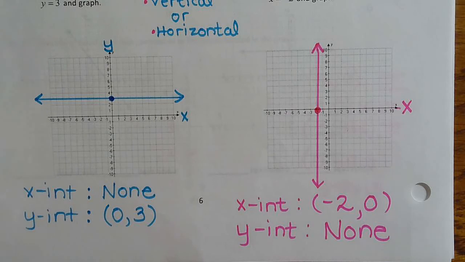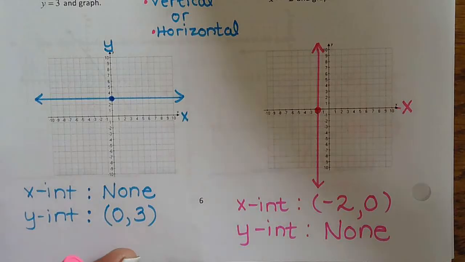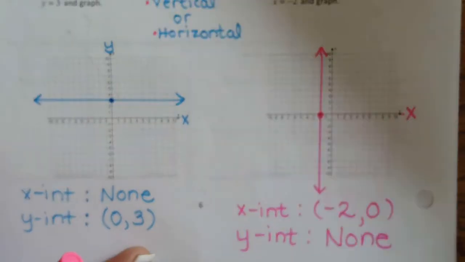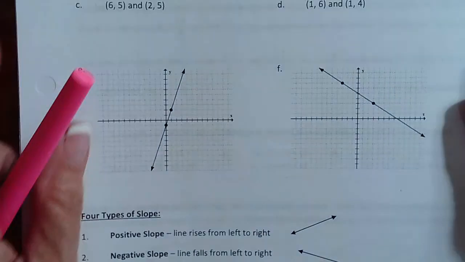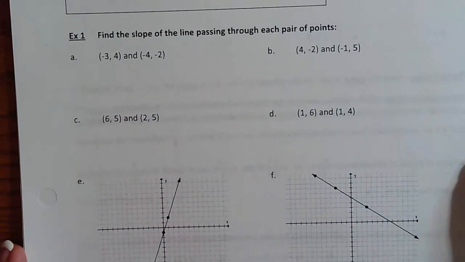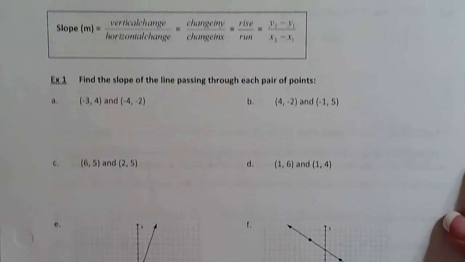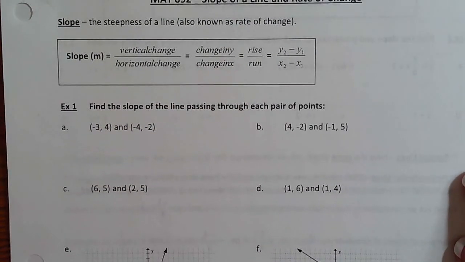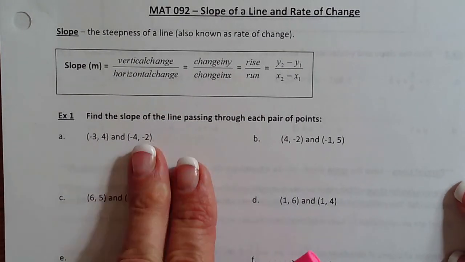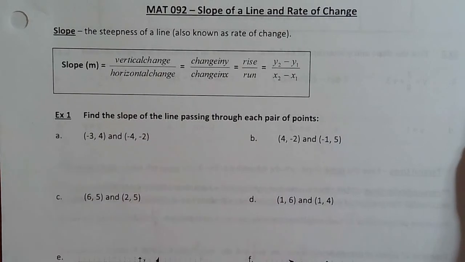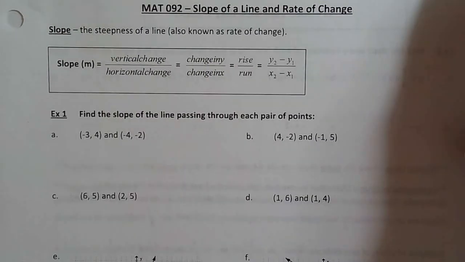I also posted lesson 3 notes, so if you haven't printed those yet, you should print those now, stop the video, and then we'll pick up at page 1 of lesson 3 notes. So lesson 3 notes are titled Slope of a Line and Rate of Change. This is lesson number 3.